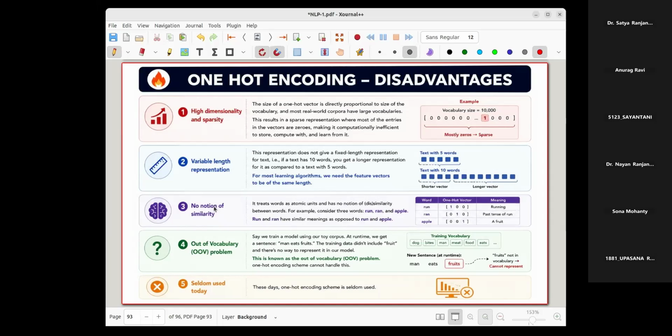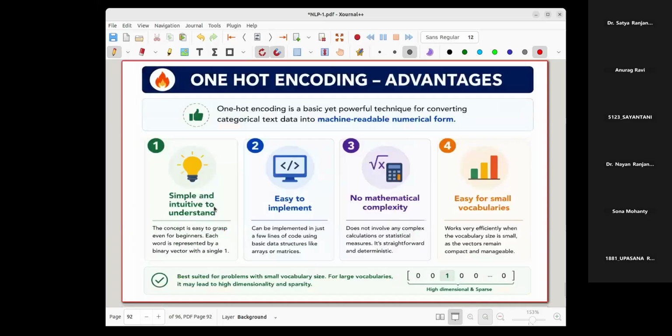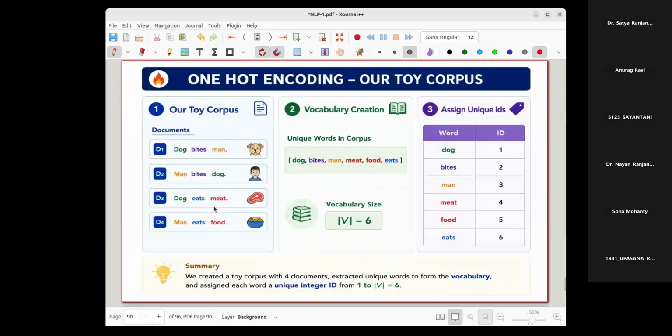It's called the OOV problem. This is a very common word, you remember. OOV means out of vocabulary. Out of vocabulary means, let's say you have created a vocabulary. In the previous example, you have created a vocabulary: dog, bites, man, meat, food and eats. This is the vocabulary.